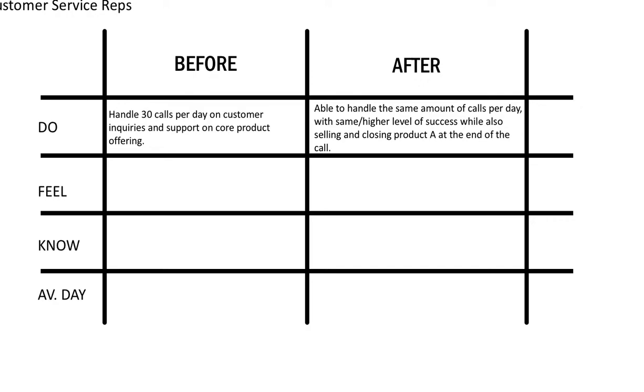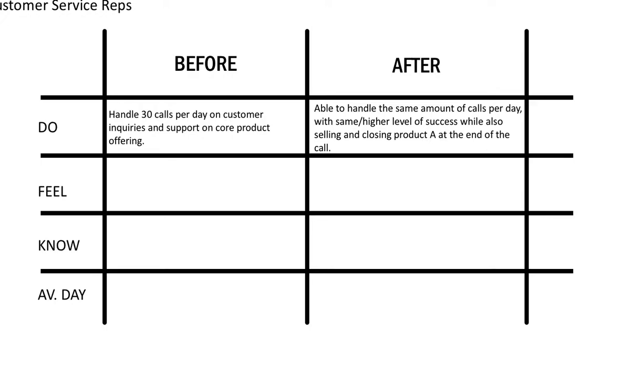So the learner in our scenario here is a customer service rep. And before, a customer service rep needs to be able to handle 30 calls per day on customer inquiries and support on core product offerings. So that's what they do today. And after the transformation, after they have this change in terms of what the outcome is, they need to be able to handle the same amount of calls per day with the same or higher level of service while also selling and closing an additional product at the end of the call.